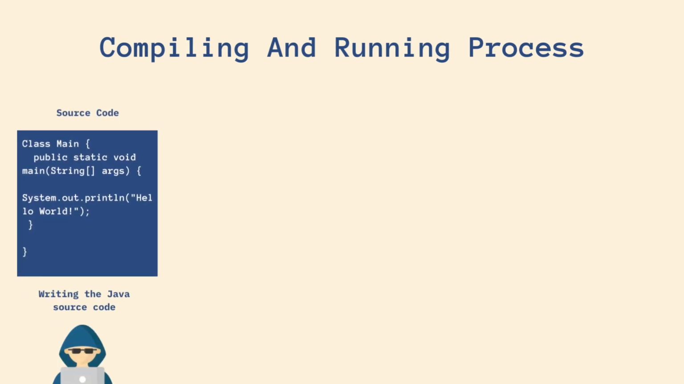Let's recap our compiling and running process. Step 1, writing the source code. This step involves writing the code in a high-level programming language like Java using an IDE or text editor. The source code should be written in a way that is understood by the compiler.